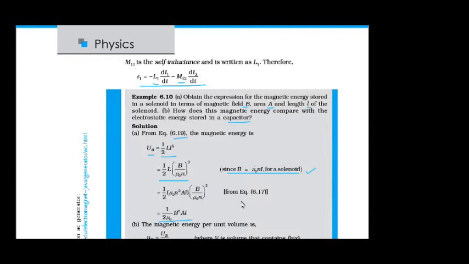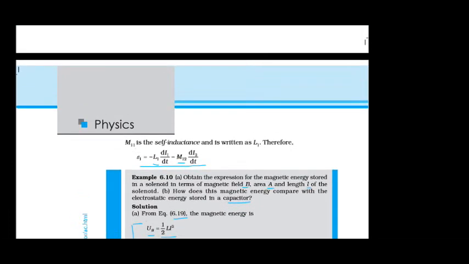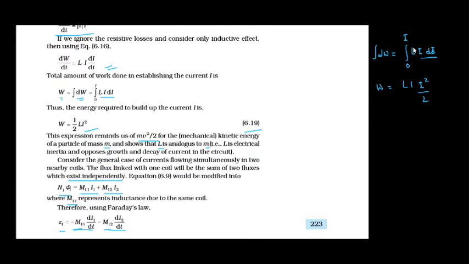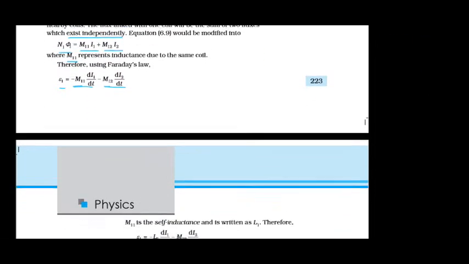Now we have to understand the calculation from here to here, how we got it. From equation 6.19, the magnetic energy UB is equal to half L i square. How did we get this? Let us check 6.19. You see this one, half L i square. This is the energy. Fine. So no issues in this.